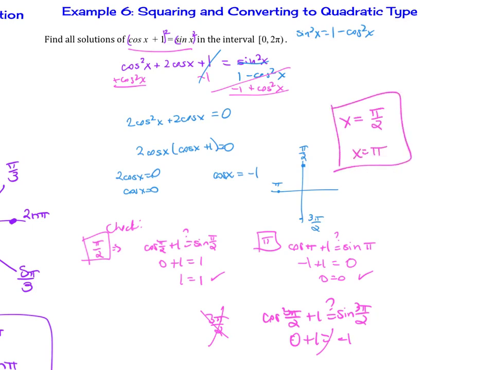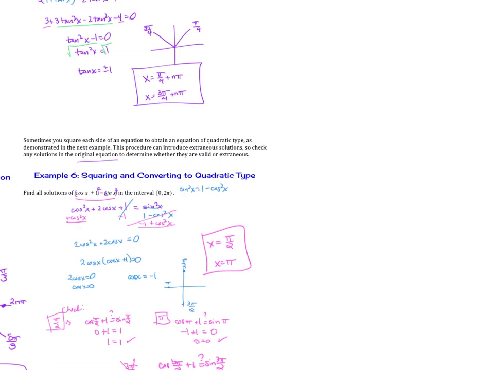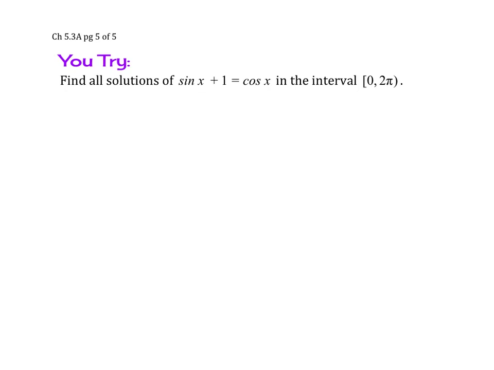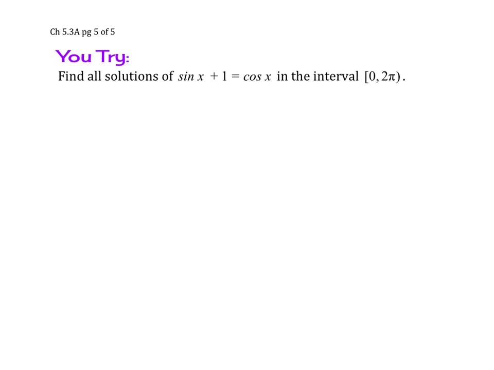So you have to check when you square both sides to see if you get any extraneous solutions. So try this last example here. Find all solutions of sine of x plus 1 equals cosine of x in the interval of 0 to 2 pi.